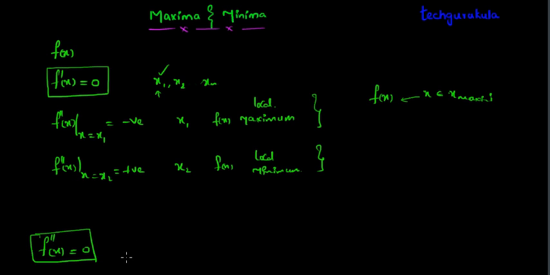We have seen what that point of inflection is. It is nothing but the change of convexity to concavity, or concavity to convexity, of a graph.